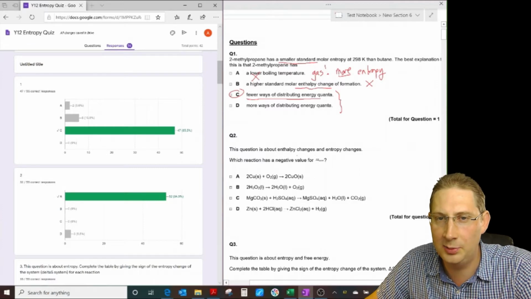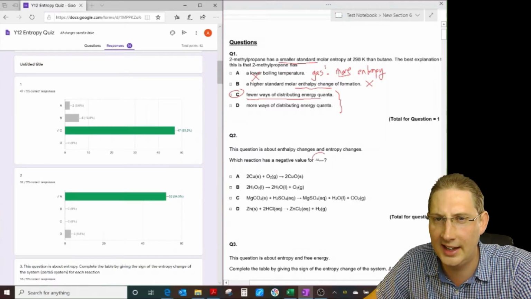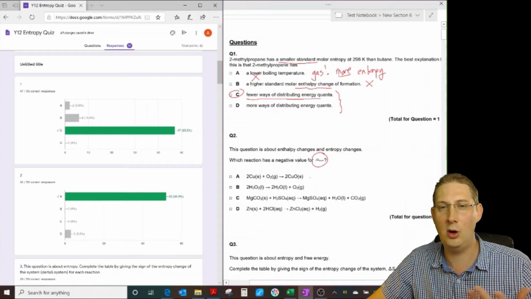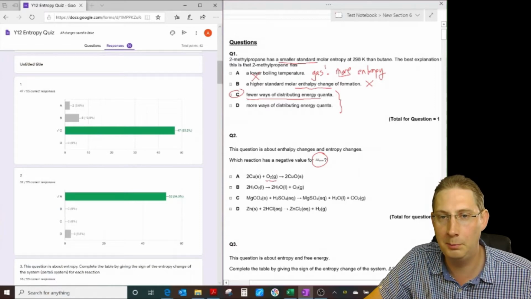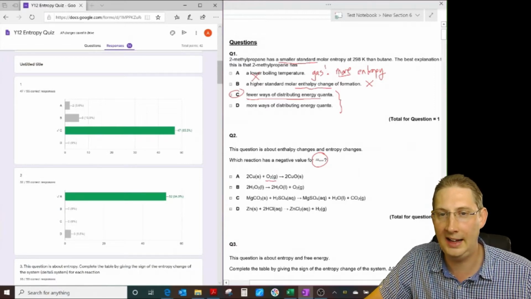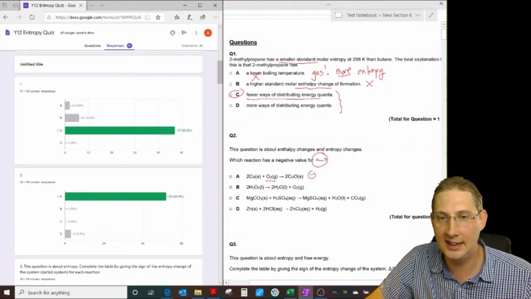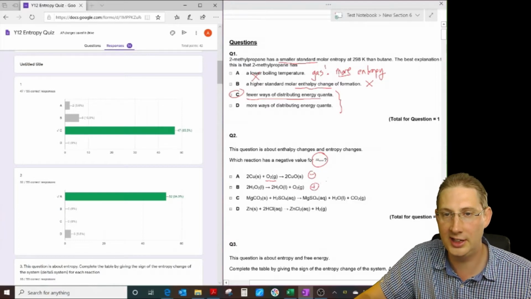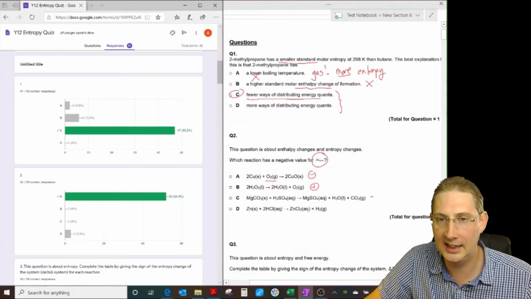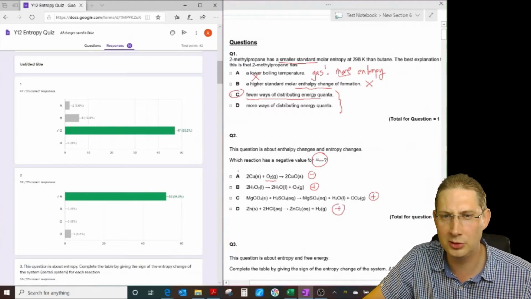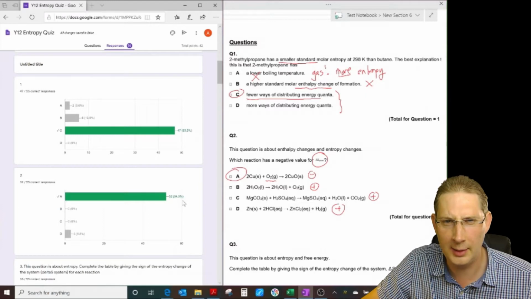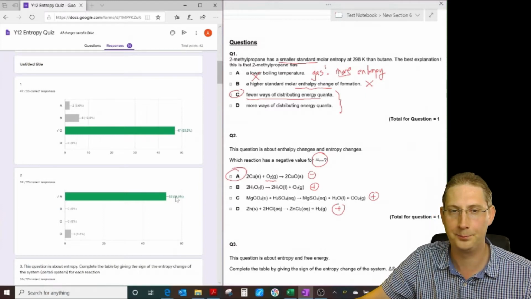Questions about enthalpy change and entropy changes. Which reaction has a negative value for dSsystem? We're looking for something where there's going to be a decrease in entropy. Usually that would be something like a gas being destroyed. Here we've got a gas turning into a solid, so that would be a large negative change in entropy. Here we're creating a gas, so that would be a positive change in entropy. Here we're creating a gas, so that would be positive. And here solid and solution and gas would be positive. So the only one which would have a negative change in entropy was that one, and that was got by 95% of you.